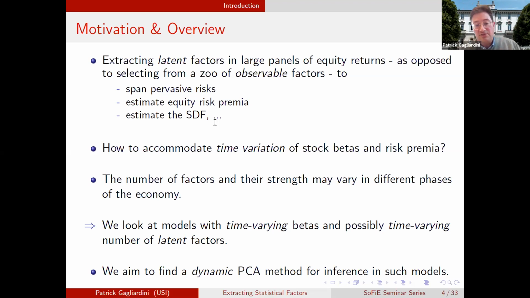So this leads us to consider a problem in which, in our high-dimensional factor models, the betas change over time. Maybe the number of the factors is also changing across time, and we would like to have something like a dynamic version of principal component analysis to make inference on the factor space.